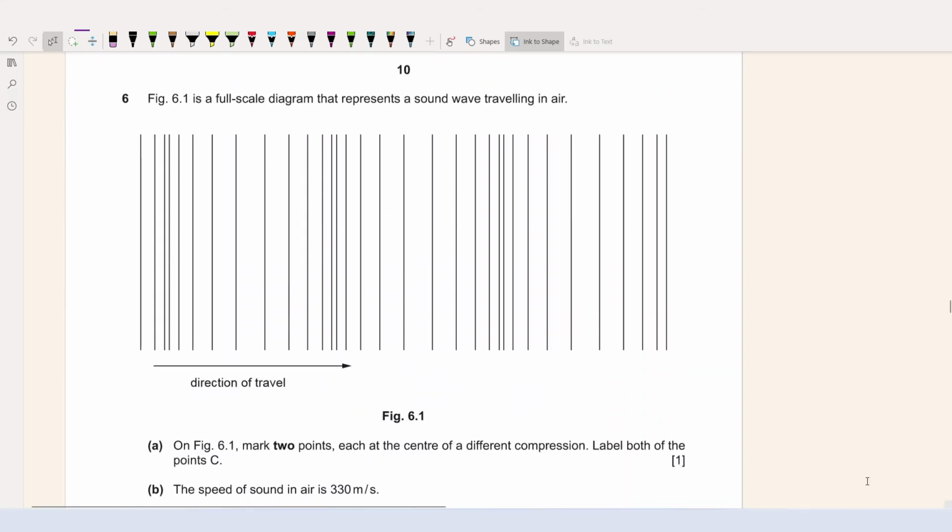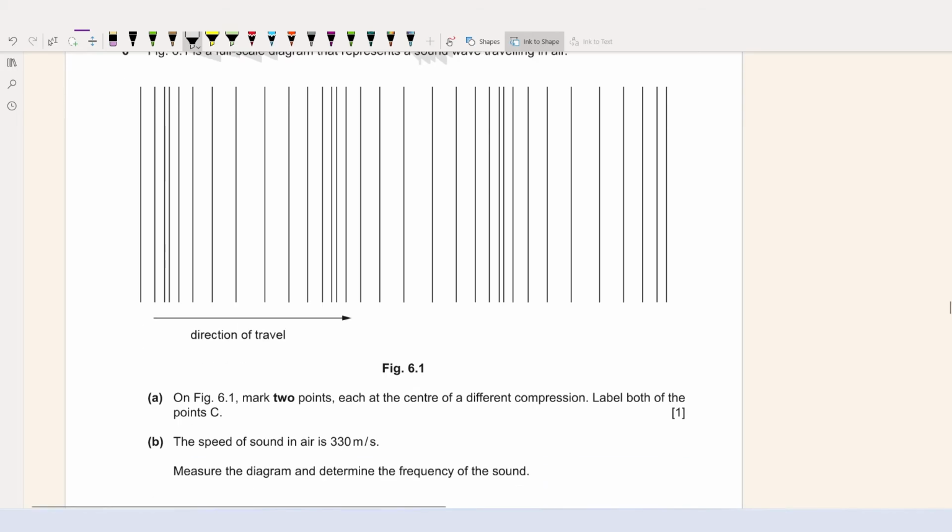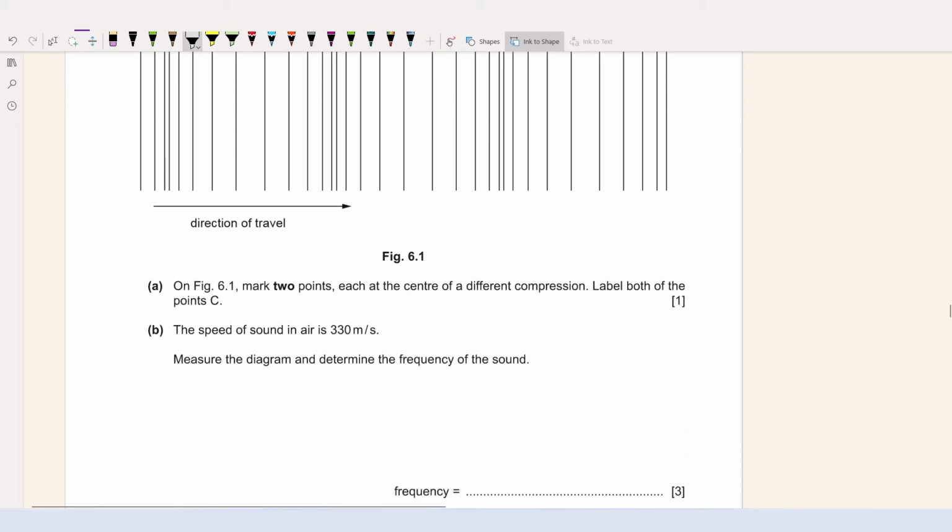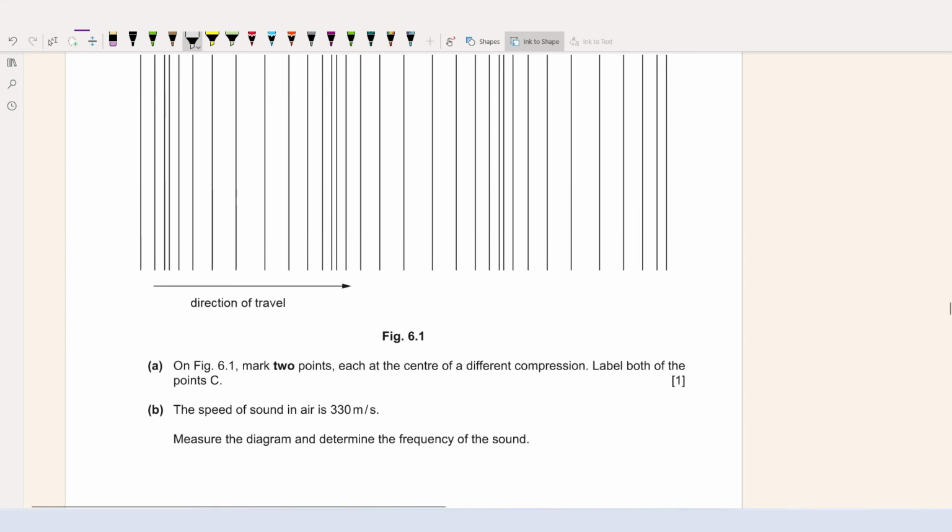Question number 6. Figure 6.1 is a full-scale diagram that represents a sound wave traveling through air. Part A says on figure 6.1 mark 2 points, each at the center of a different compression. Label both the points C. So we can see here that this is a compression and this is a compression, and we label it as C.